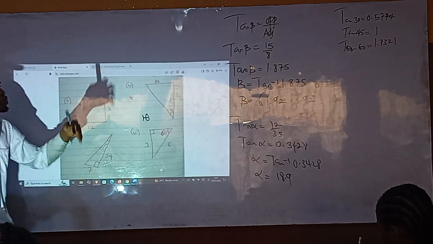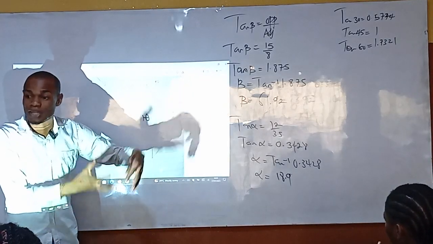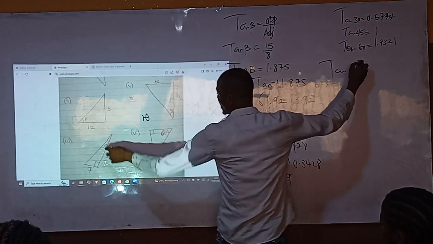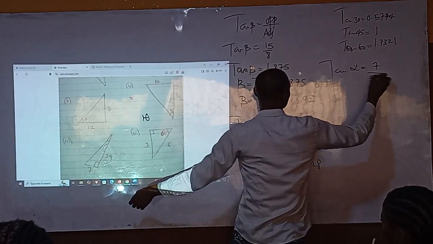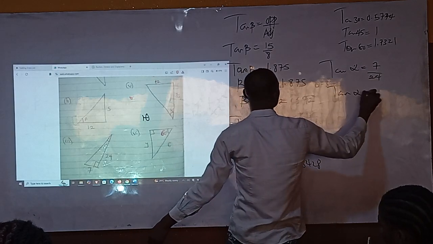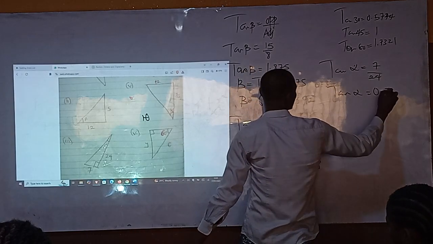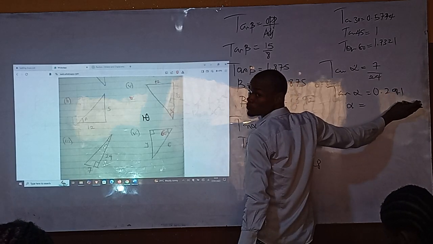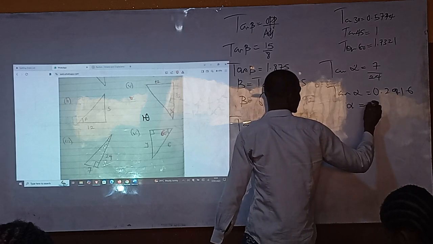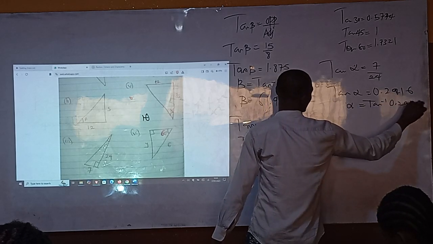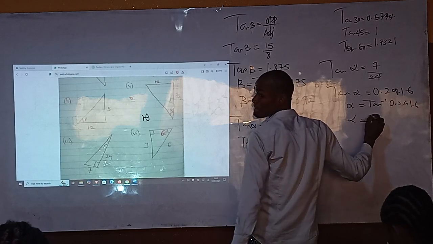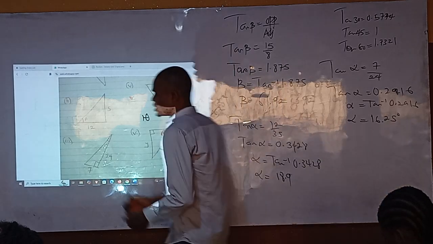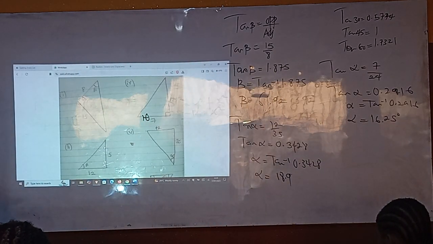Opposite and adjacent, right? You now go for your formula. The one that has opposite and adjacent is what? Tan. So you will say tan alpha equals what? 7 over 24. You divide this. Tan alpha equals 0.2916, to 4 decimal places. Take the inverse. Alpha is now what? 16.26 degrees.